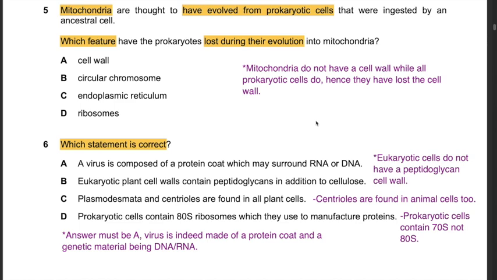Question 5. Mitochondria are thought to have evolved from prokaryotic cells that were ingested by an ancestral cell. Which feature have the prokaryotes lost during their evolution into mitochondria? As you obviously know, mitochondria do not have a cell wall, while all prokaryotic cells do. Hence, the obvious feature they have lost over here is a cell wall. Therefore, the feature the prokaryotes have lost during their evolution into mitochondria is cell wall. Answer A.